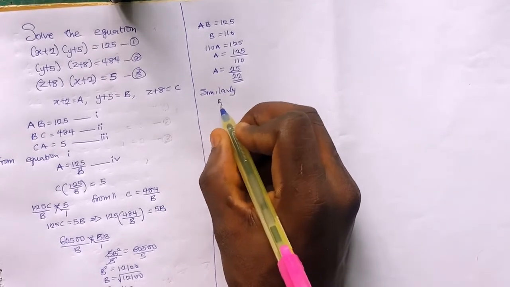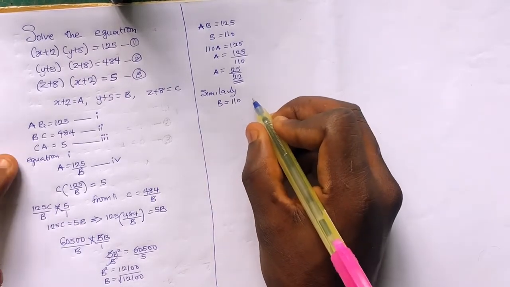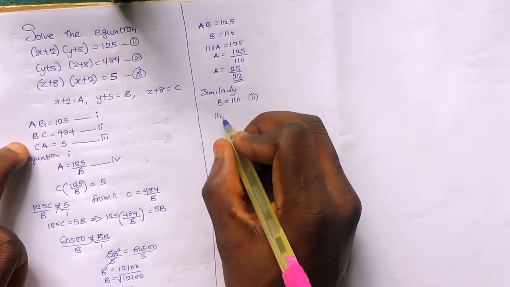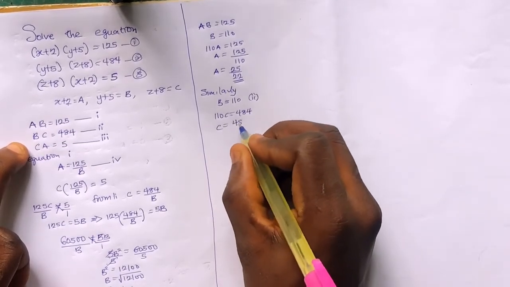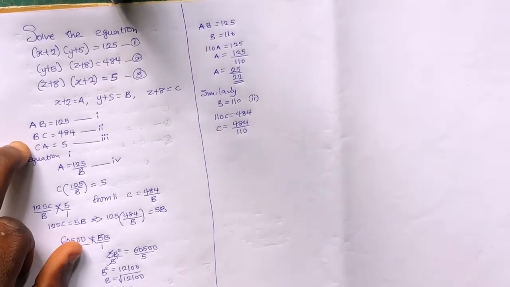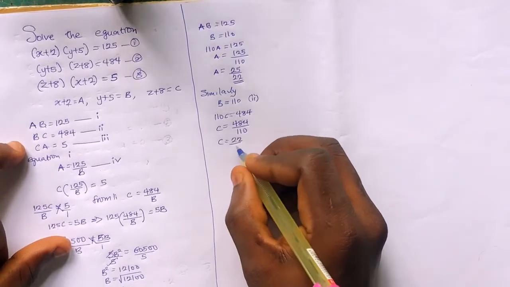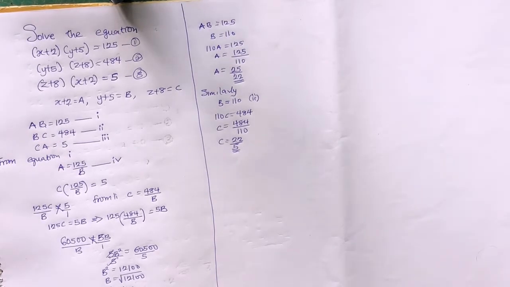So then similarly, let me put the value of b into equation 2. So here I'm having 110c equals 484, right? So c equals 484 divided by 110. Let's just go ahead. 484 divided by 110 should give us 22 over 5. Very simple. So now look at it. I've gotten the value of a, b, and c now.